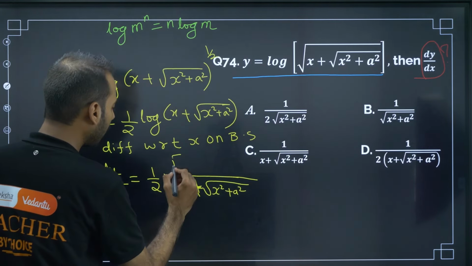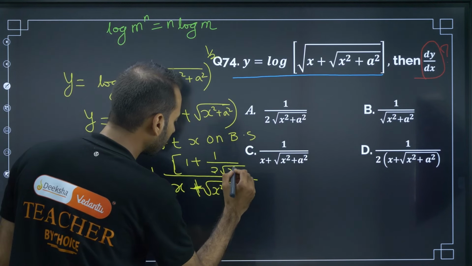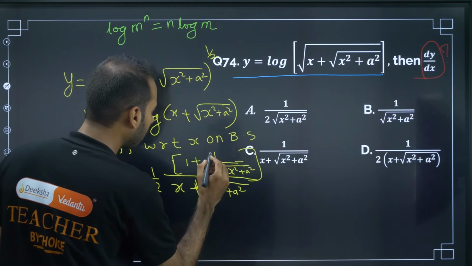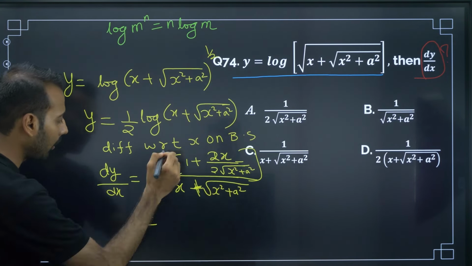Now again we have to differentiate this. 1 plus root is 1 by 2 root x square plus a square. Again I have to differentiate this also. So finally I am left with this. Now you go for simplification.